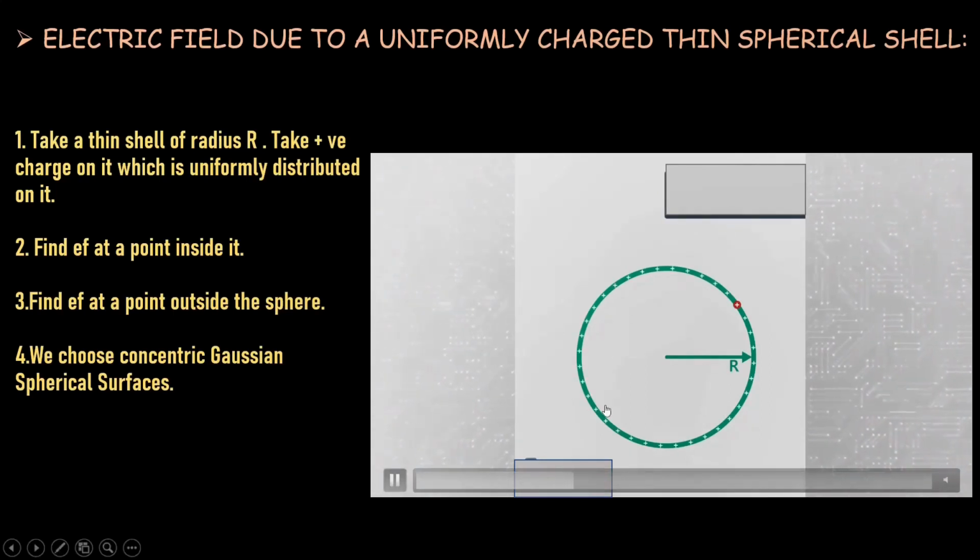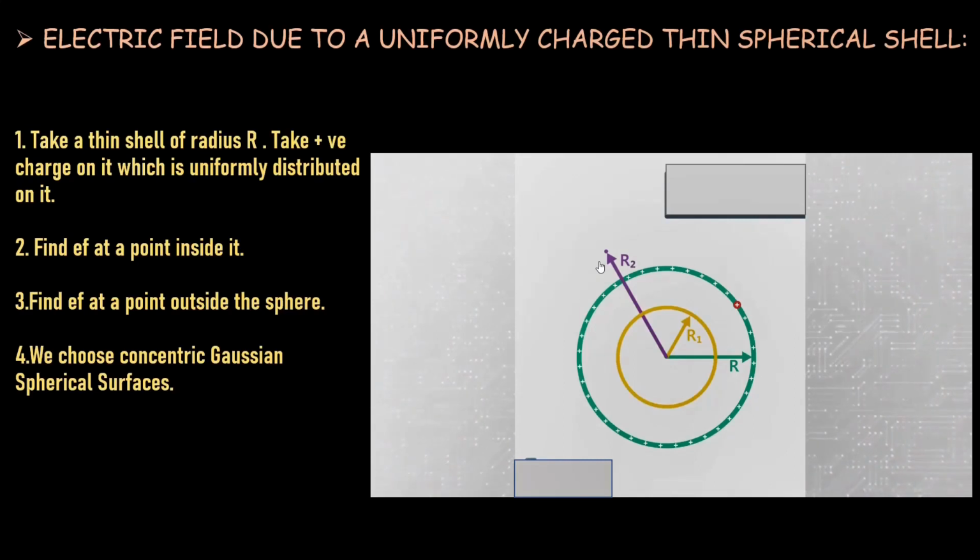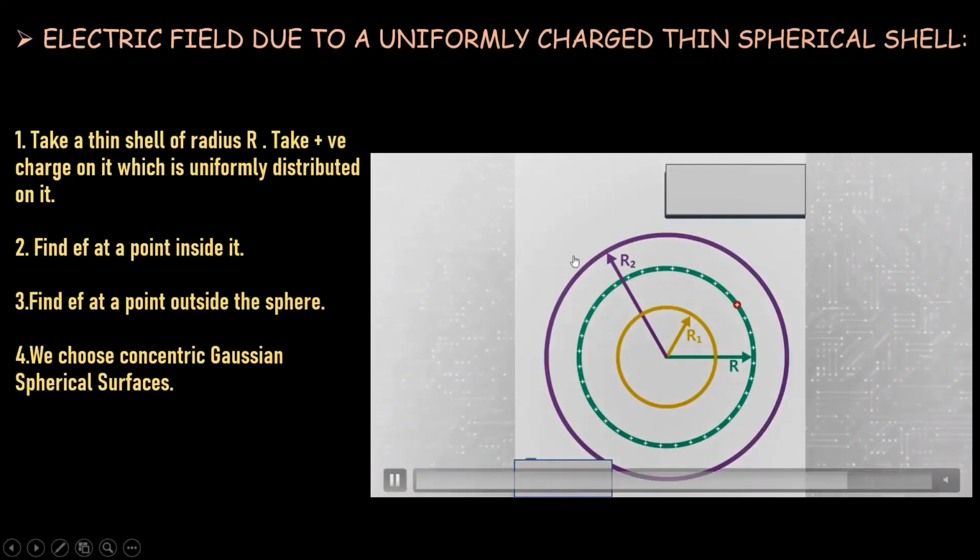This will be considered as a thin shell. Now we have to find the electric field at a point inside it and the electric field at a point outside it. The inside point is at a distance of r1, and the outside point is at a distance of r2. So we have to choose concentric Gaussian spherical surfaces of radius r1 and r2 respectively in order to compute the electric field intensity at the respective points. I hope the figure will be clear to you.